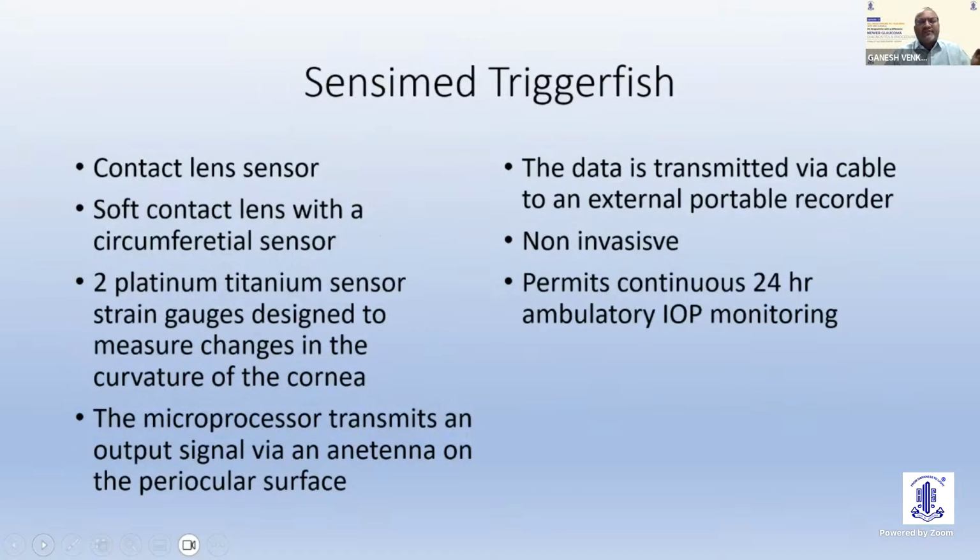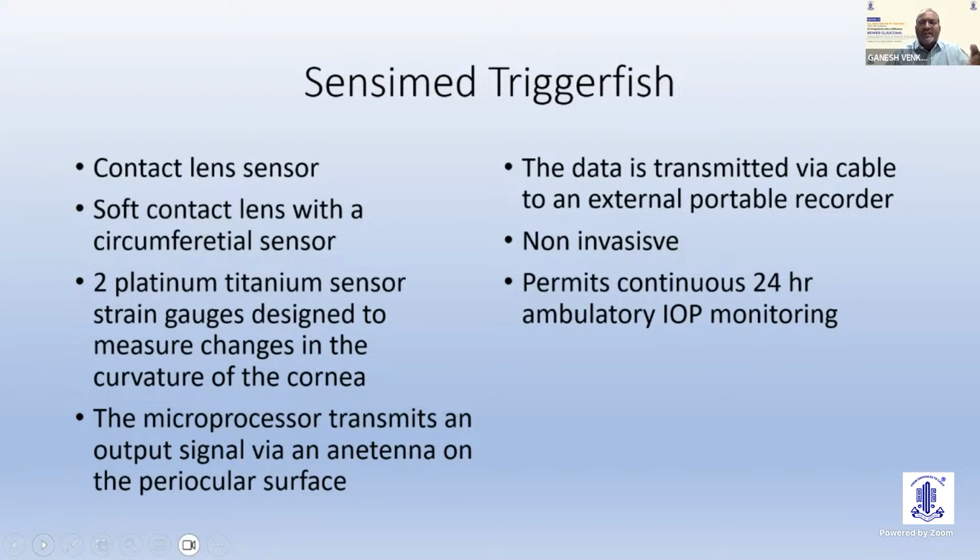Sensimed Triggerfish was the first wireless device to be developed. It was actually a contact lens sensor. A soft contact lens with a circumferential sensor is attached, and it has two platinum titanium sensors, which are actually strain gauges designed to measure changes in the curvature of the cornea. The microprocessor unit transmits the output signal via an antenna on the periocular surface, and the data is transmitted via cable to an external portable recorder. It's non-invasive, and it permits 24-hour ambulatory IOP monitoring, just like you have a 24-hour Holter or a 24-hour blood pressure monitoring device.